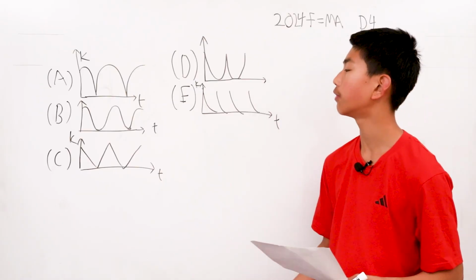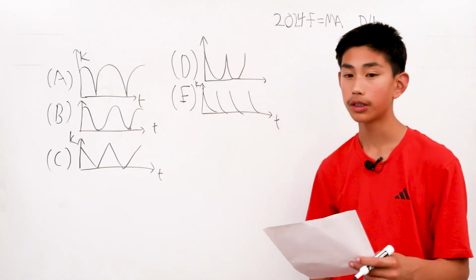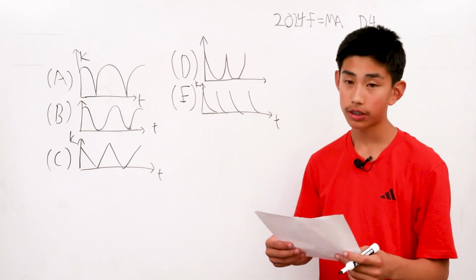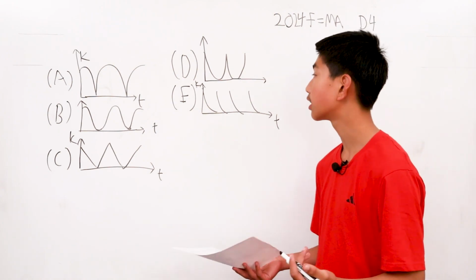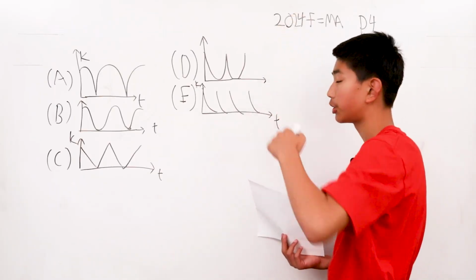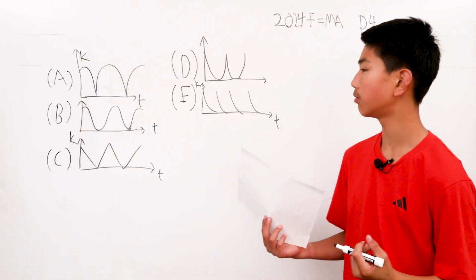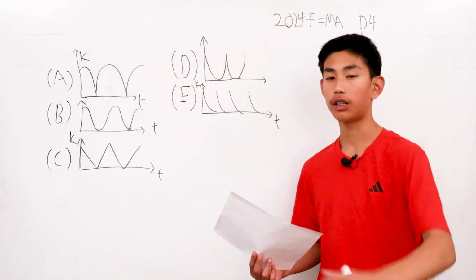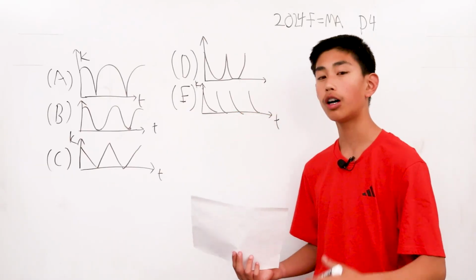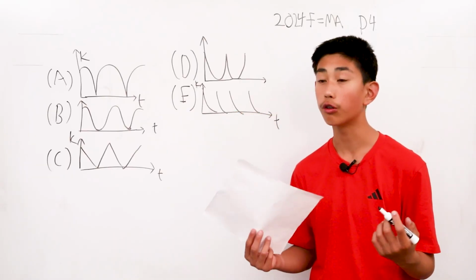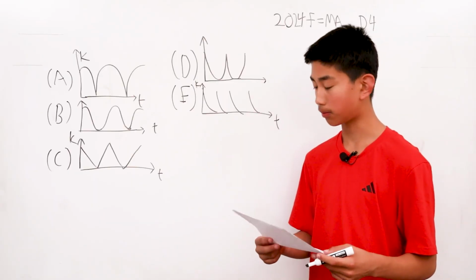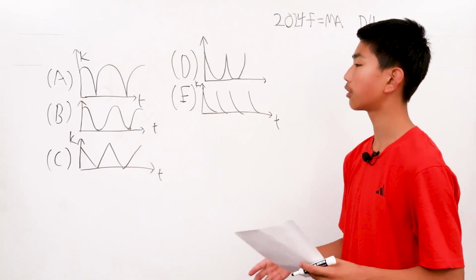So here we have our answer choices of graphs. Let's start by understanding the problem. It says the collisions are perfectly elastic, which means the ball bounces up to its original height. So if I dropped a ball from a height from here, if it were perfectly elastic, it would bounce back up to my hand with no additional forces. And we have these several graphs.